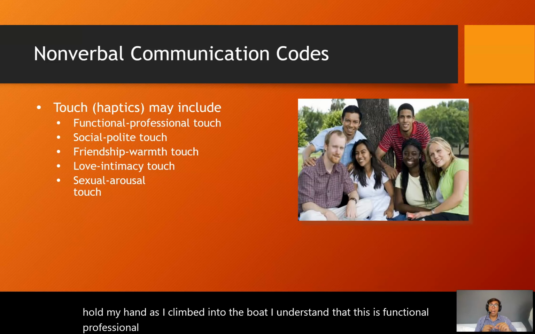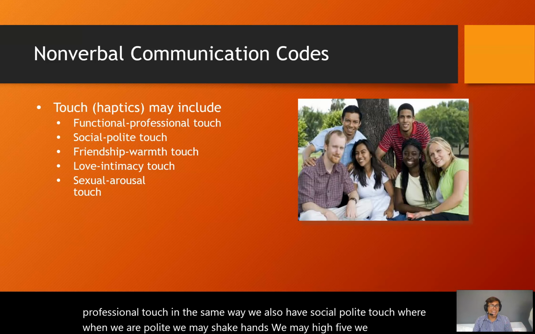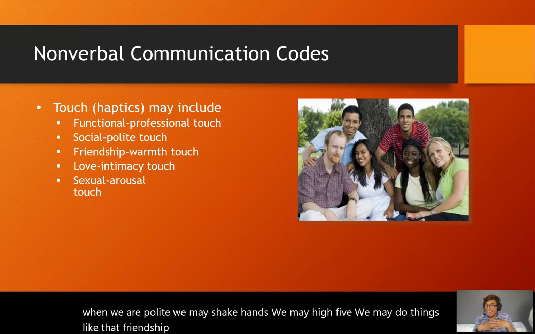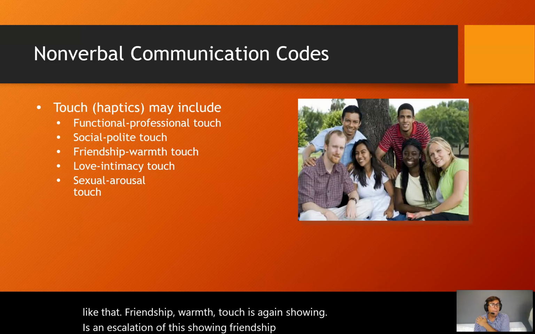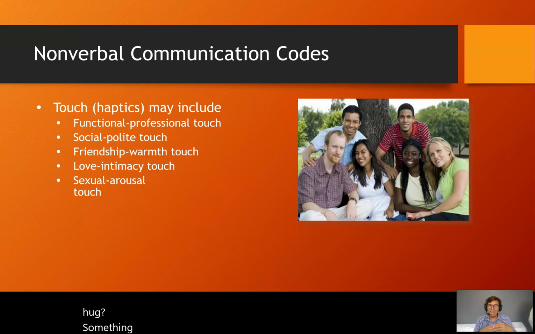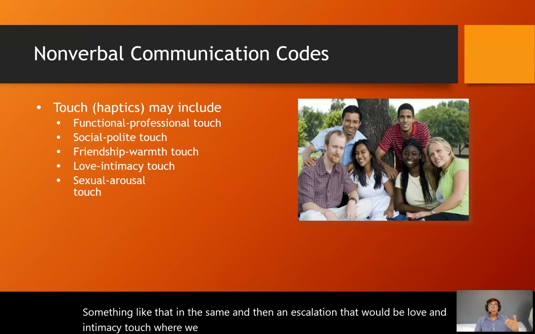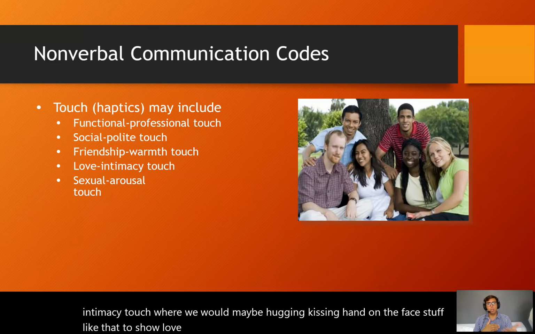In the same way, we also have social polite touch, where when we are polite, we may shake hands, we may high five, we may do things like that. Friendship warmth touch is an escalation of this, showing friendship and warmth. Hand on the shoulder, a hug, something like that. And then an escalation of that would be love and intimacy touch, where we may hug, kiss, put a hand on the face, stuff like that to show love. Then we have sexual arousal touch.